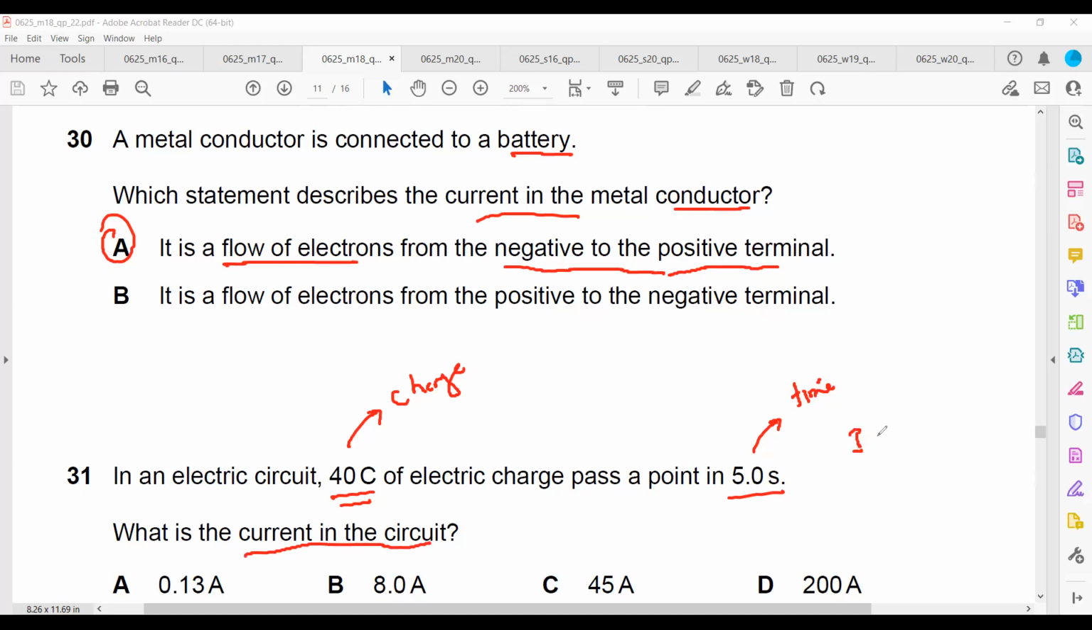So current is equal to charge divided by time. So charge is how much? It is 40 coulomb and time is 5. So 40 divided by 5, so you will get 8 ampere. That's why B is the right answer, because the current is basically the rate of the flow of charges. Is it clear till this point?